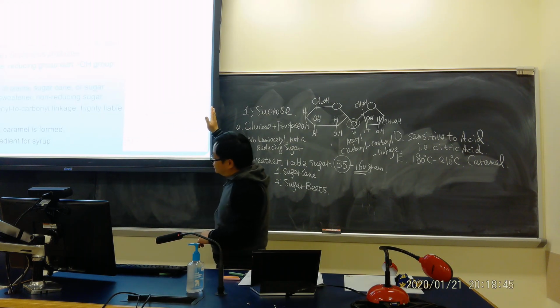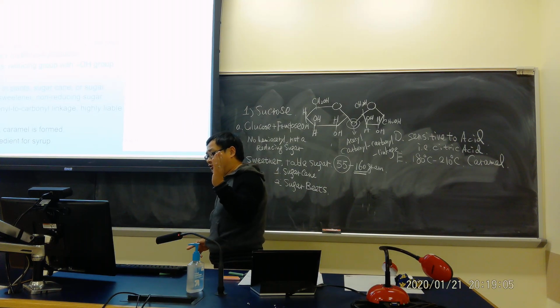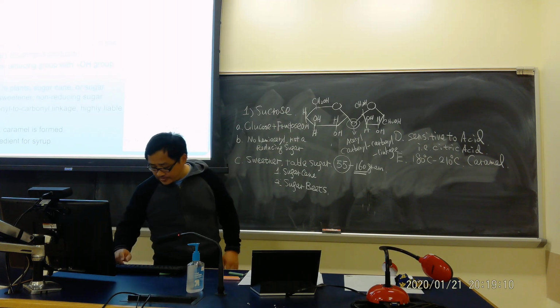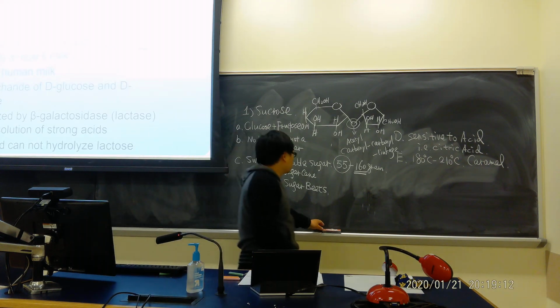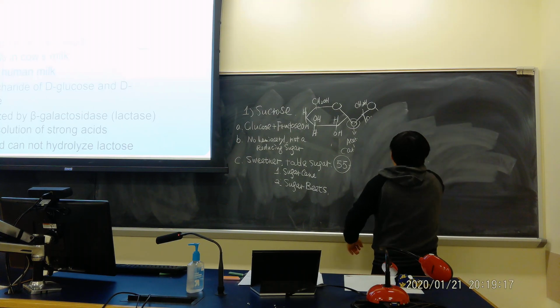sucrose is very steady for the solubility, and also very stable with the sweetness. But the others are not really. They increase their solubility with increasing of the temperature. The sweetness is actually a little bit or severely decreased. It depends what type of the sugar. Okay, so this is the first one, the sucrose. Okay, second one, we want to talk about the lactose.